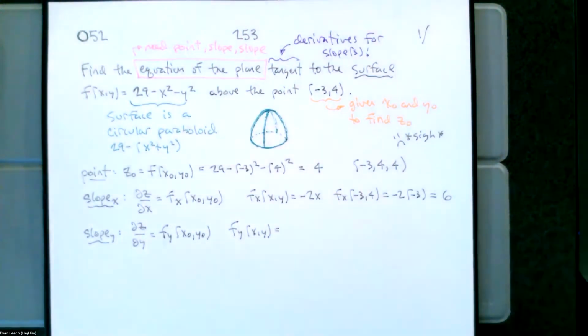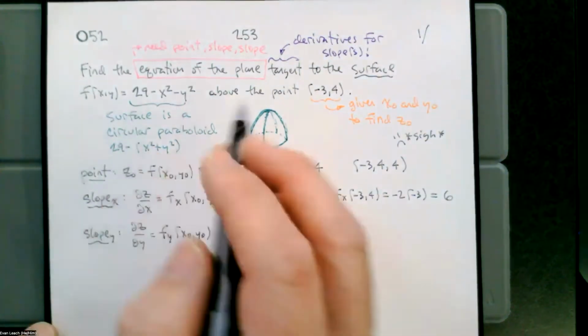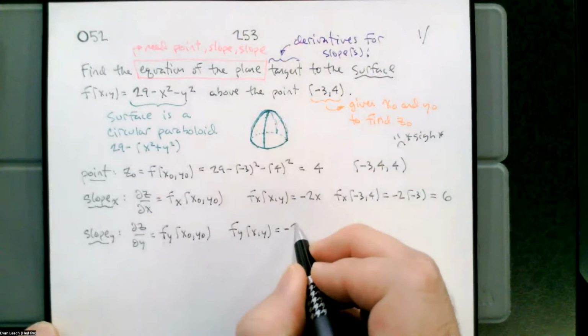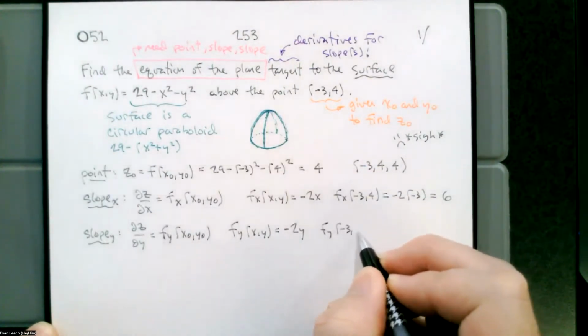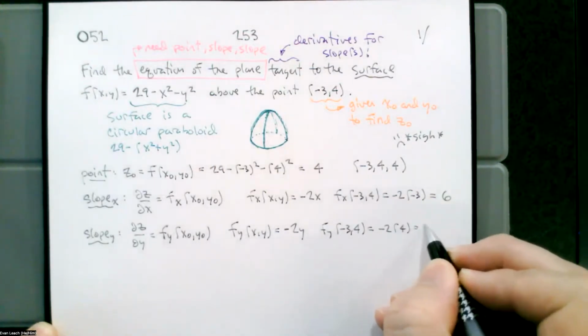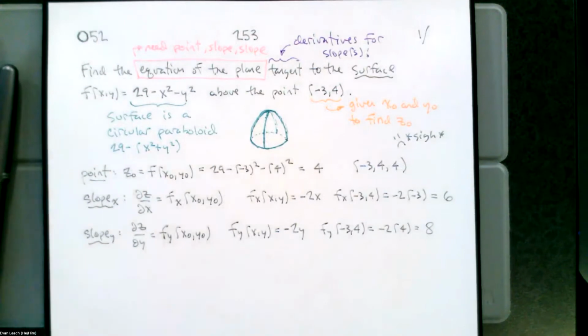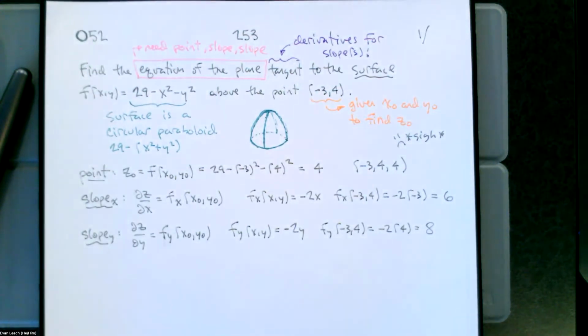So I'll take the derivative with respect to y and then evaluate it at the point -3, 4. Fy, once again, nice and simple, -2y. So fy at -3, 4 is -2 times 4, or -8. Now I have what I need to build the equation of my plane.